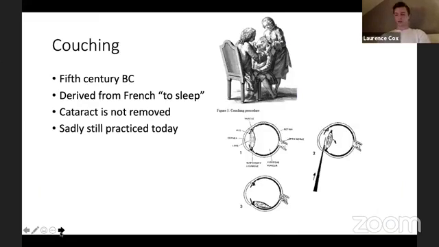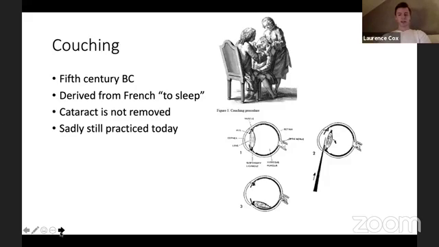So couching. The word couching actually comes from the French verb coucher, to sleep. And I believe this refers to the patient's position during the procedure, which is usually supine. You can see a nice picture of couching being performed at the top here. Obviously, the patient is sitting up here, but in the majority of cases, the patient will be supine.